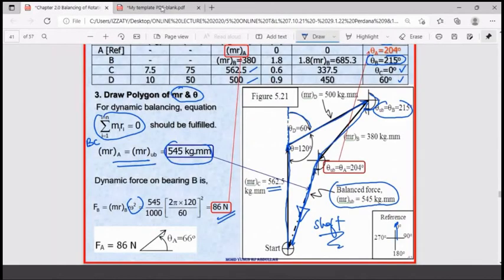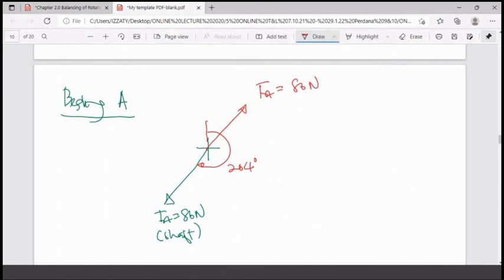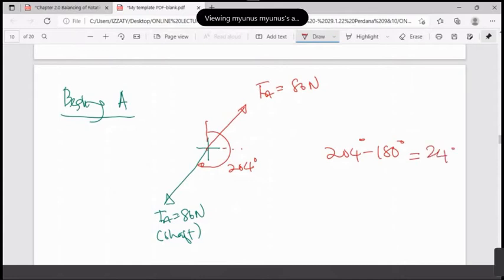So you have 204. Then you want to look at what will be the position. You need to know what will be the position, right? So you have 204 minus 180. What do we have? Equal to what do you have for 204 minus 180? Anyone? It is 24 degrees. Yes or no? 24.